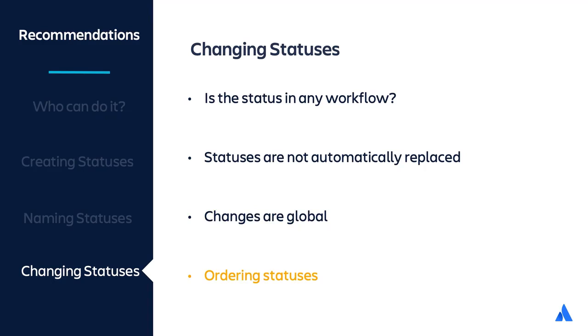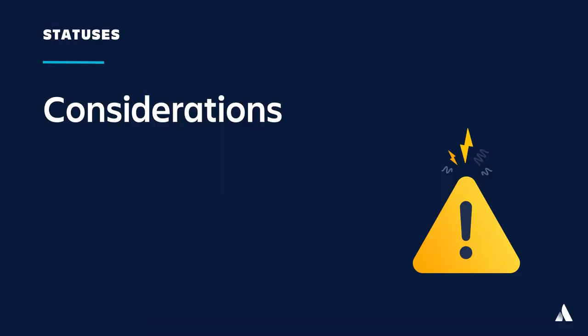This order is used in the two-dimensional statistics or issue statistics gadgets, where the statuses are sorted by the order they are defined in the status area of Jira administration. Let's look at common status-related pitfalls.